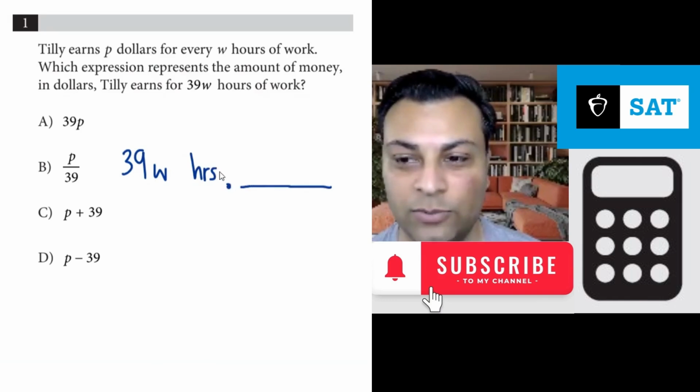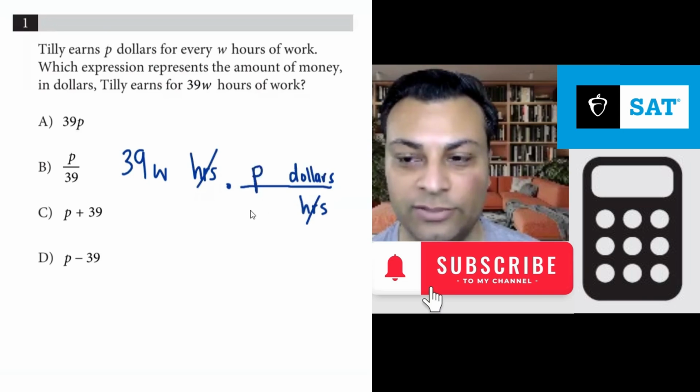Well, I would like hours on the bottom, and dollars on the top. Then these can cancel. Well, how do I get this? Well, it says P dollars for every W hours. That's what it looks like.